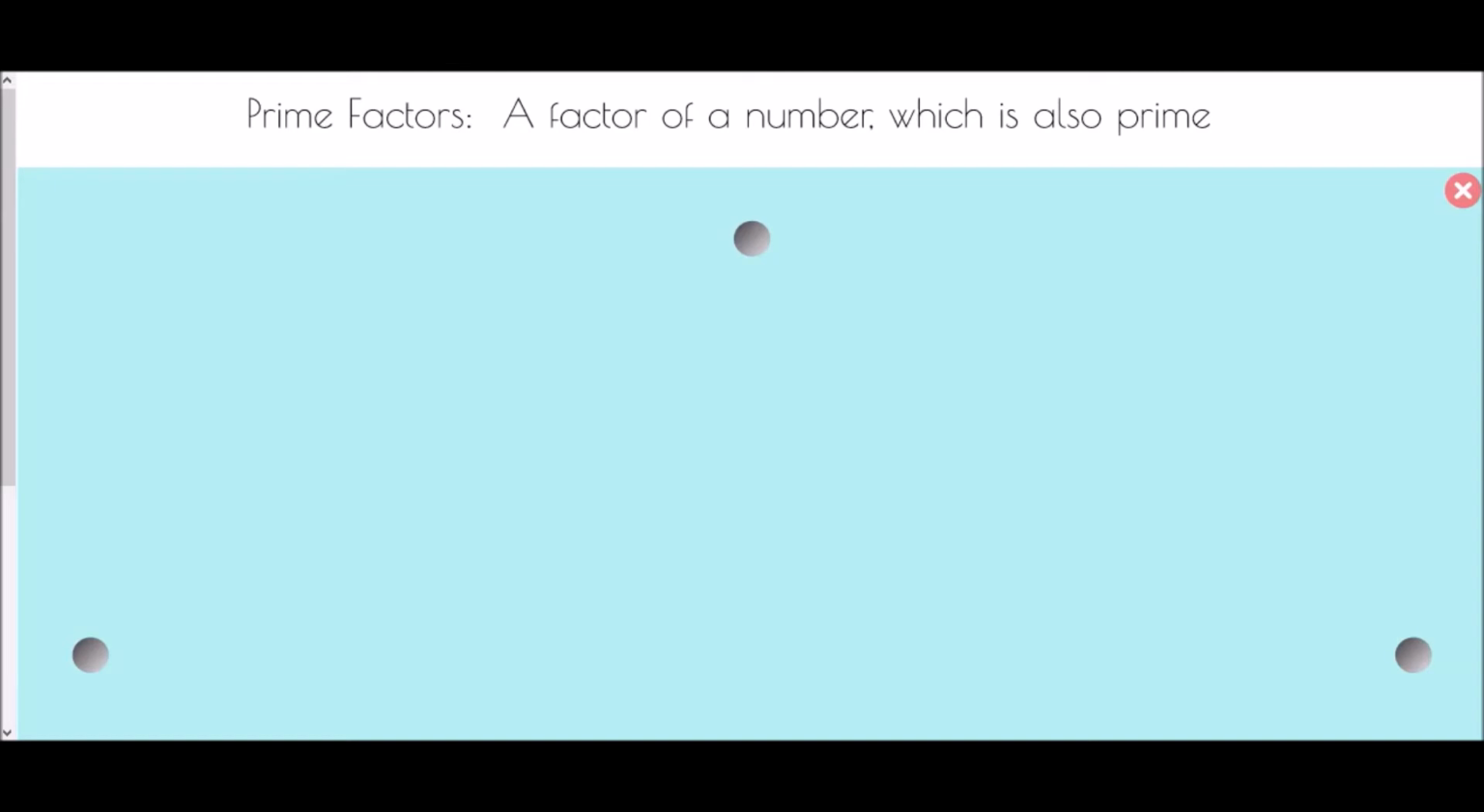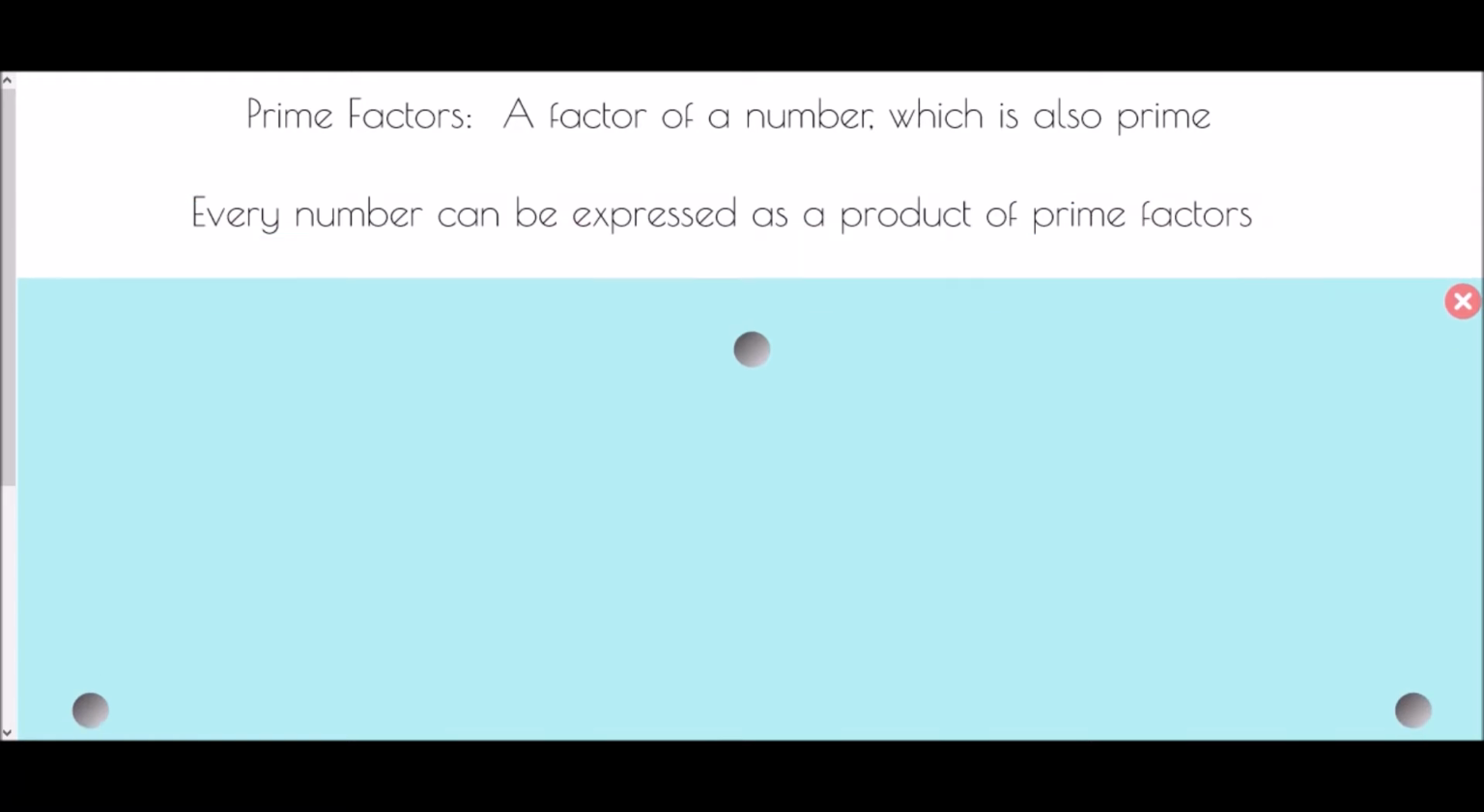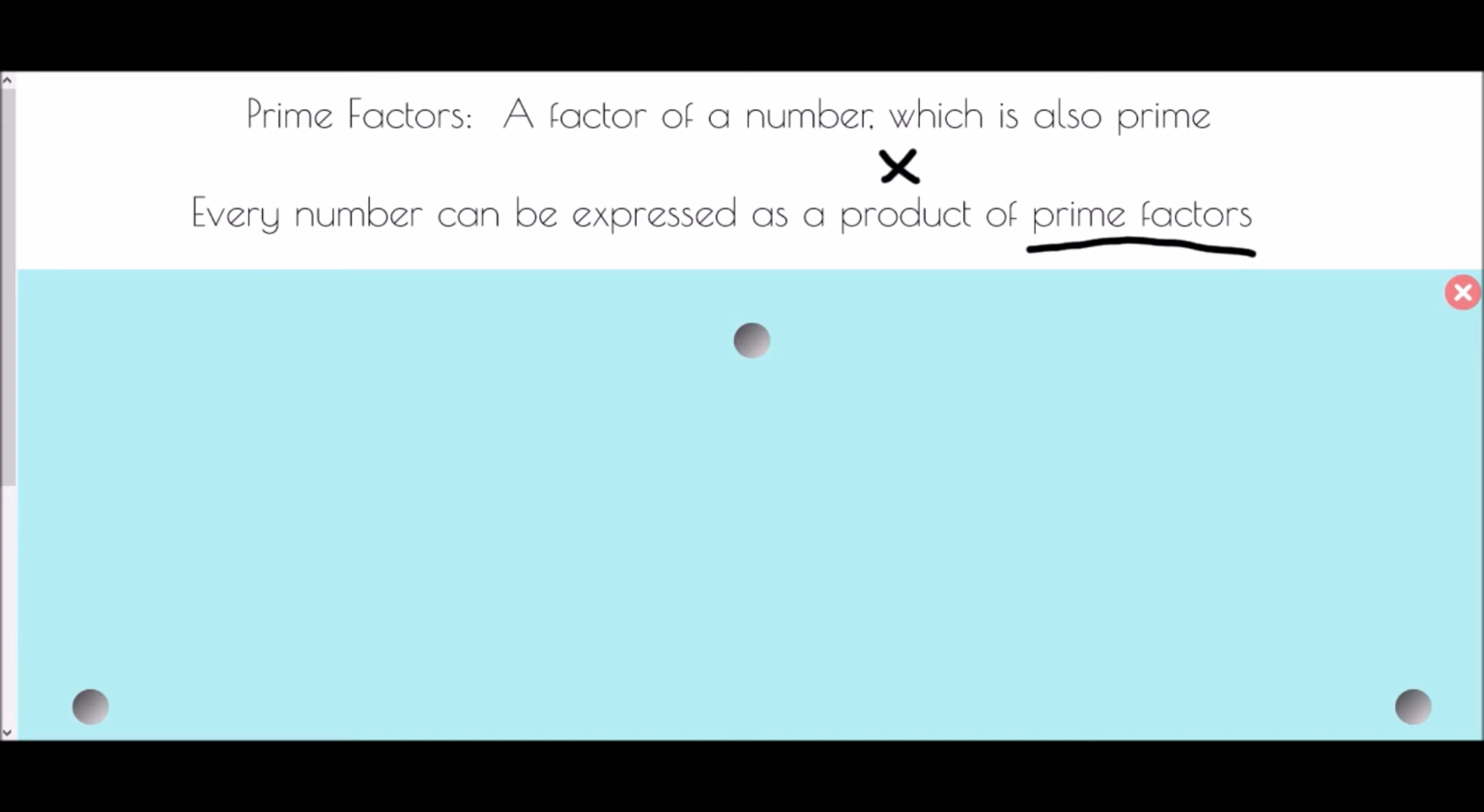Okay, so we should start with what a prime factor actually is. It's quite simply a factor of a number which is also a prime. The key thing about prime factors is that they're really important, because every single number can be expressed as a product of prime factors. So if we know what the prime factors are, then we can take the product, times those numbers together, and make the total value. We're going to do that with a few examples just to begin with, and I'm going to show you how you can set this out to get the best answer possible.